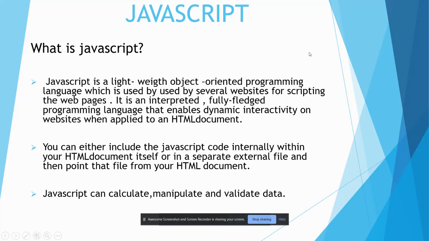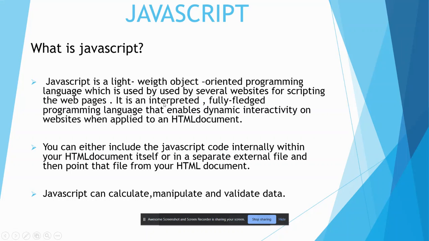It is an object oriented programming language. We all know what an object oriented programming language is: a program which is based on objects, which has both data and code, data in the form of fields and code in the form of procedures. JavaScript is an object oriented programming language.